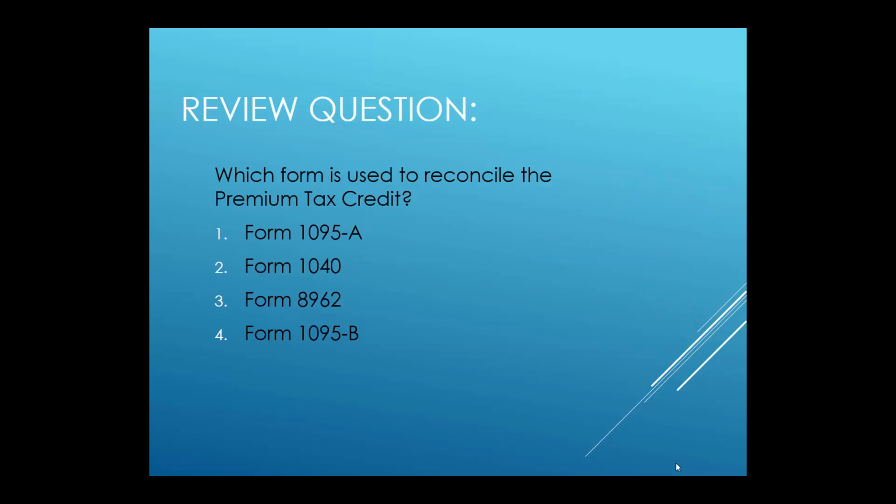All right, another review question. Which form is used to reconcile the premium tax credit? 1095A, the 1040, the 8962, or the 1095B? And of course, it's the Form 8962, the one that we've just been talking about.